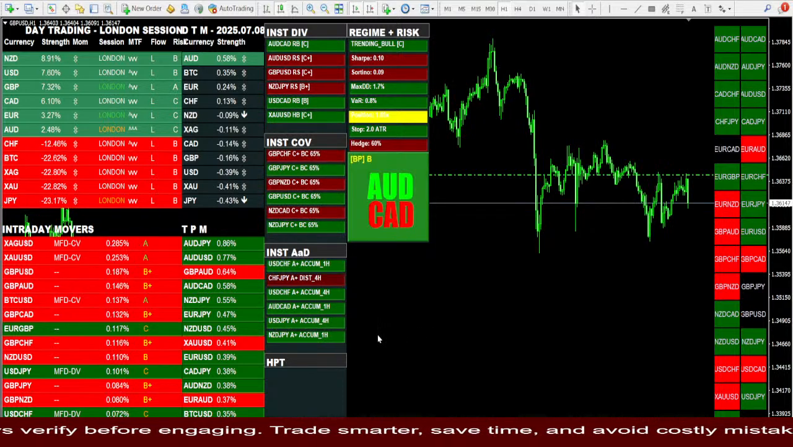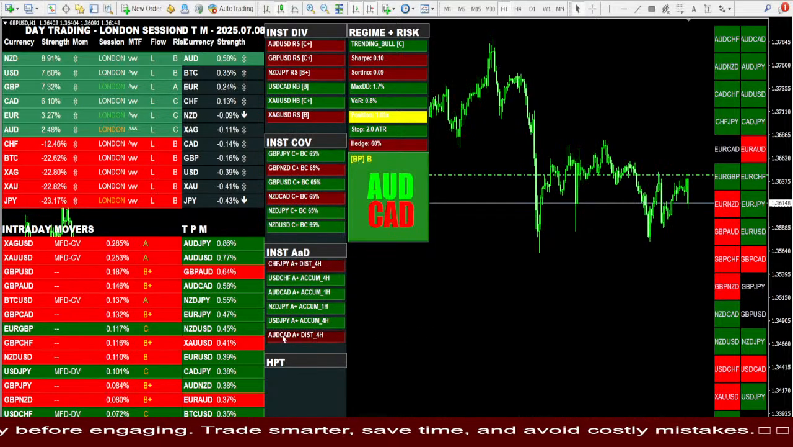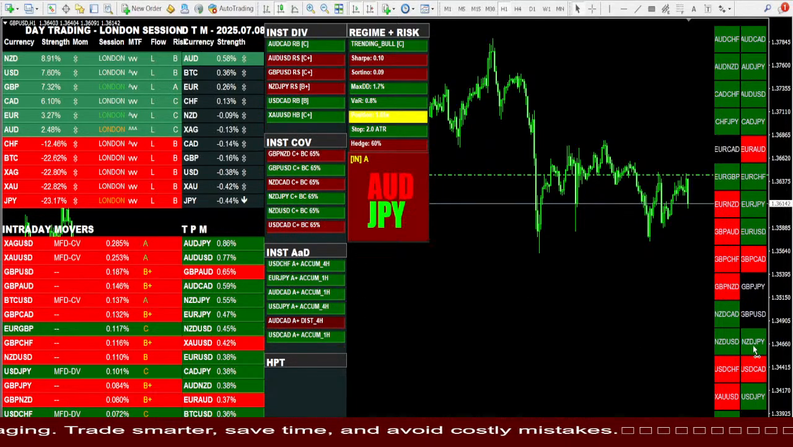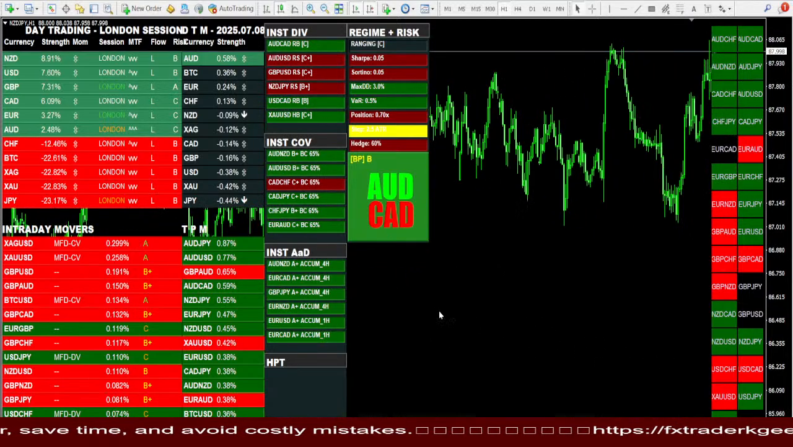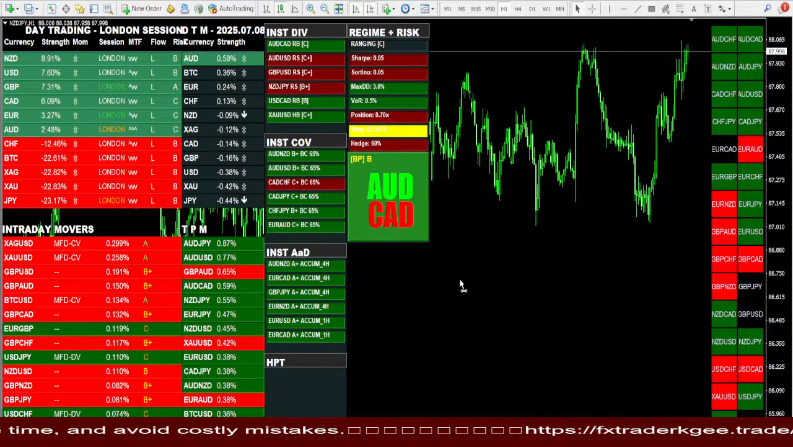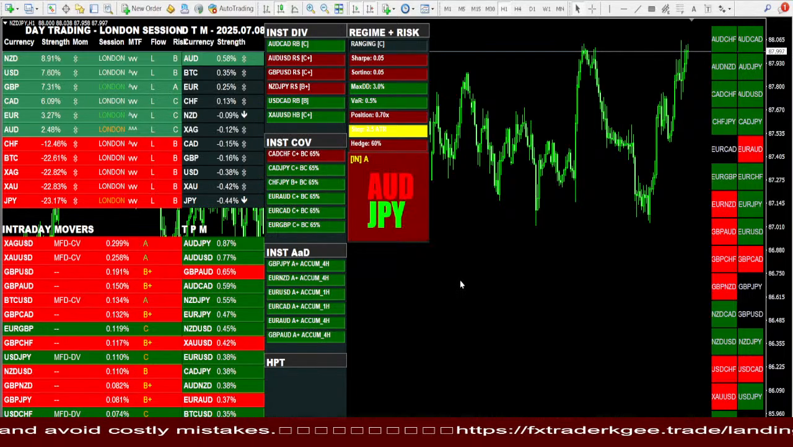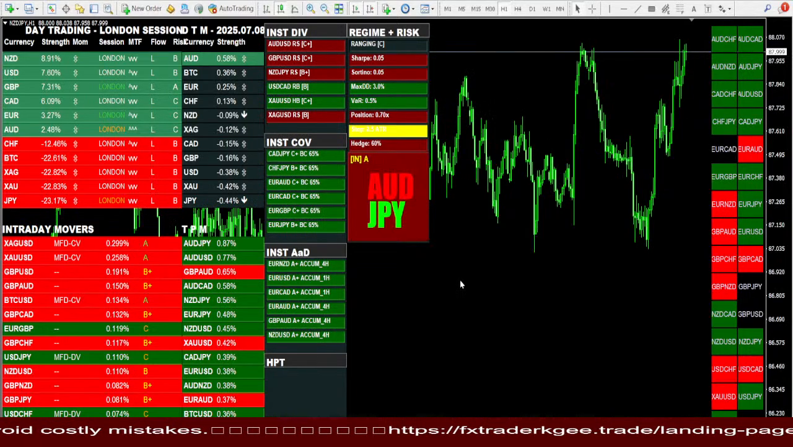So good. So let me just show you something. AUD New Zealand Japanese yen is, okay, it's bullish. Green is bullish. Red is opposite.